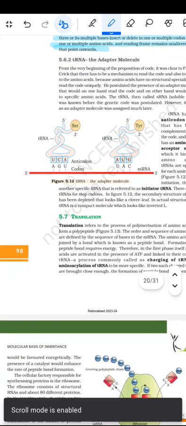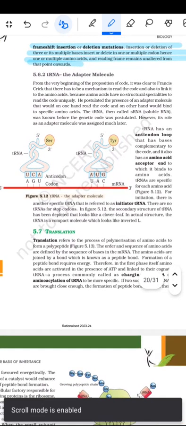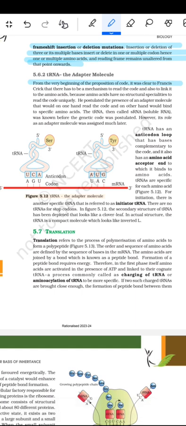Next comes tRNA, the adapter molecule. From the very beginning of the proposition of the code, it was clear to Francis Crick that there has to be a mechanism to read the code and also to link it to the amino acid, because amino acids have no structural specialty to read the code uniquely. He postulated the presence of an adapter molecule that would, on one hand, read the code and on the other hand bind to the specific amino acid.